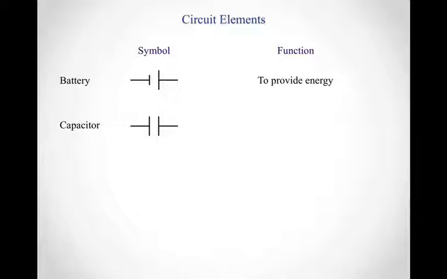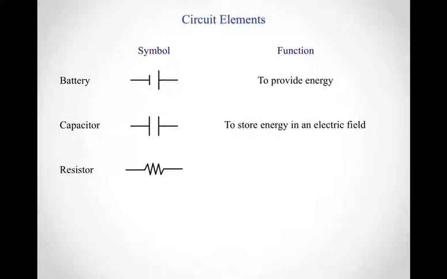Next is a capacitor. And as you can see, a capacitor looks very similar to a battery, but the difference is that both lines for a capacitor have the same length. And so the capacitor's function is it's a place where we can store energy within an electric field. And so there are situations where we can get a capacitor to act like a battery in terms of providing a potential to drive a current.